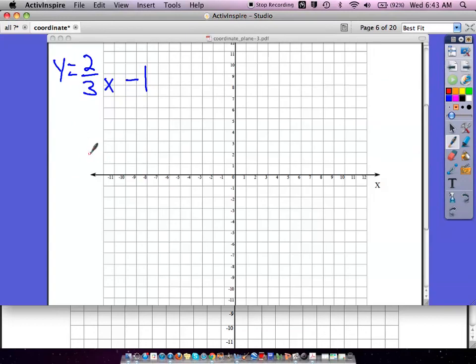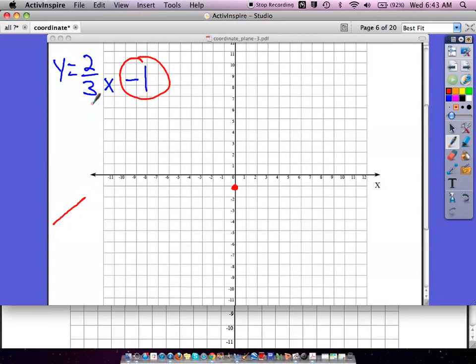All right, next one on here. We've got a fraction already for our slope, so that's a good thing. So we don't need to put a 1 underneath it. Let's start with our y-intercept, which is going to be negative 1. Remember, this is the y-axis. So we've got to put it on the negative 1. That's our starting point. And it's a positive slope, so it's going to be going like this.